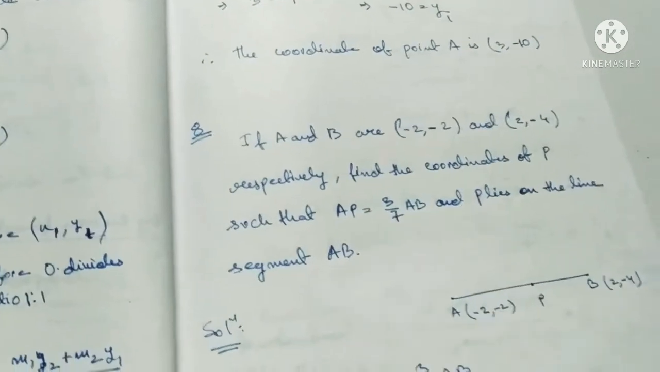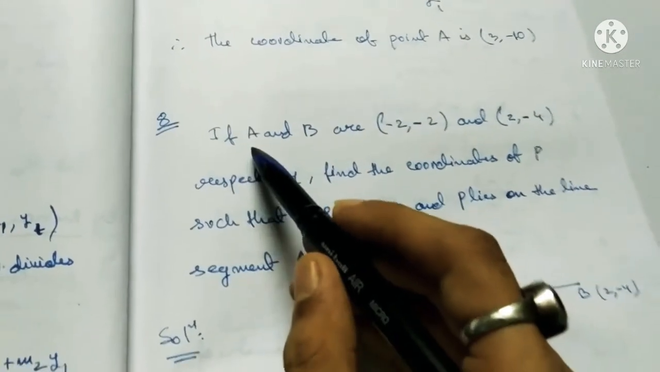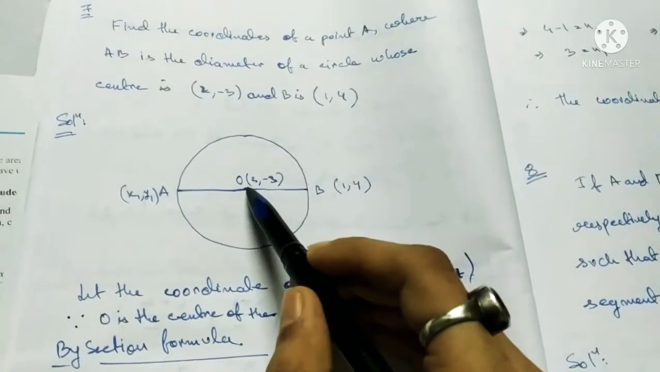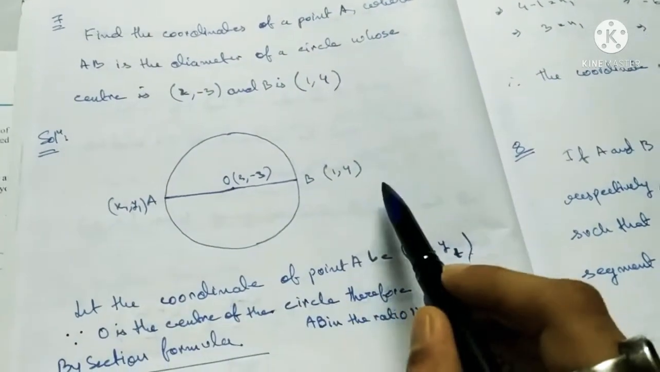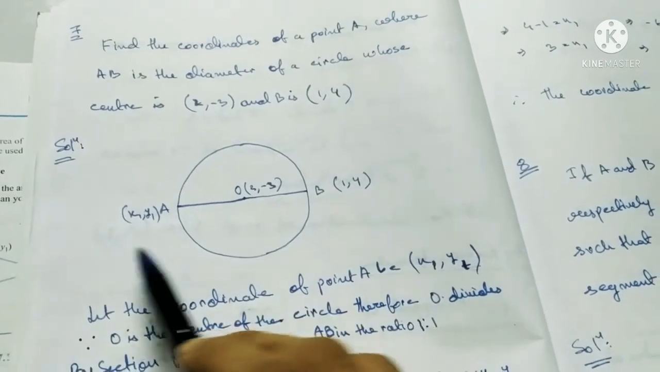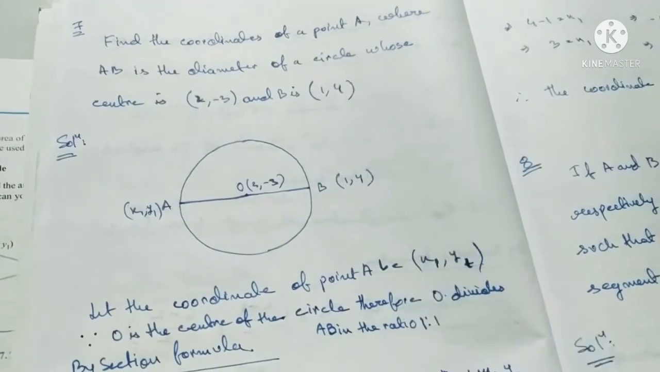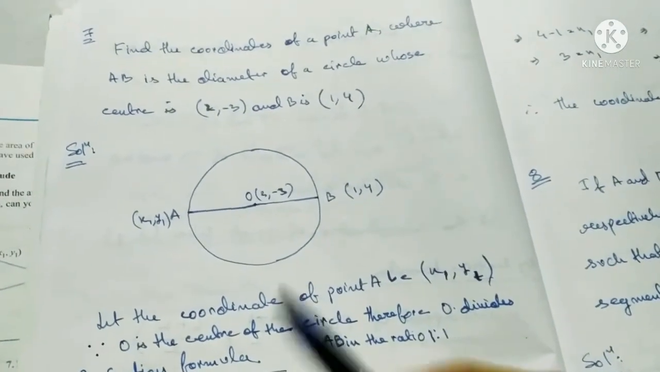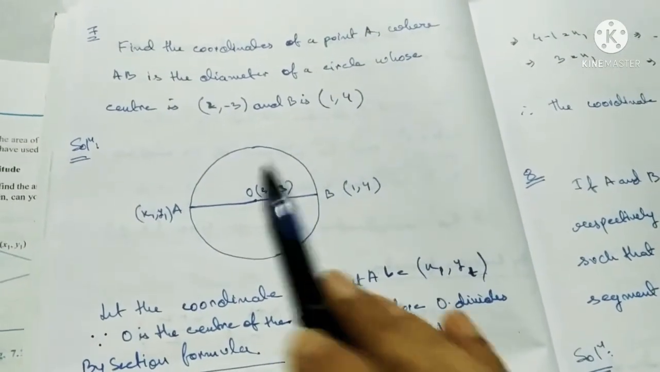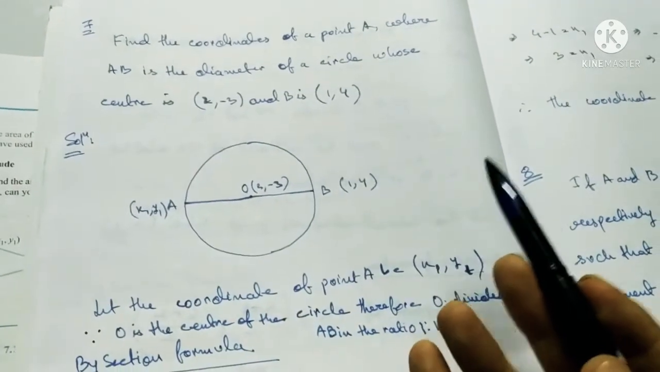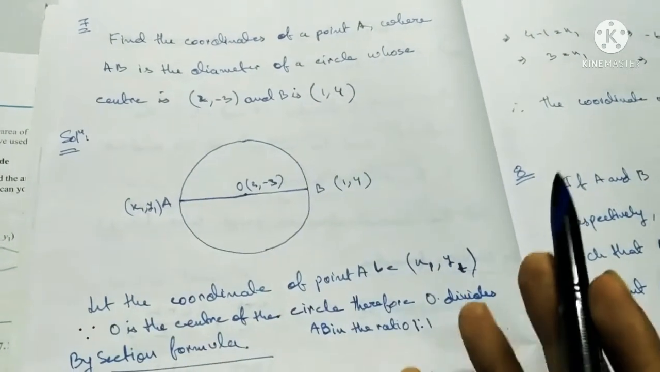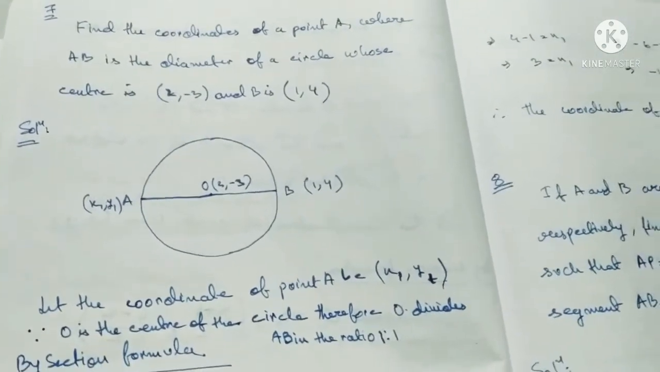Okay. Next, question number 8, you see. This one always remember in section formula, if any line segment is divided by a point and that point happens to be the midpoint of that line segment, then to find the coordinates of that midpoint, this is very easy: x1 plus x2 by 2, and to find the y coordinate, y1 plus y2 by 2. That much only. Very easy.